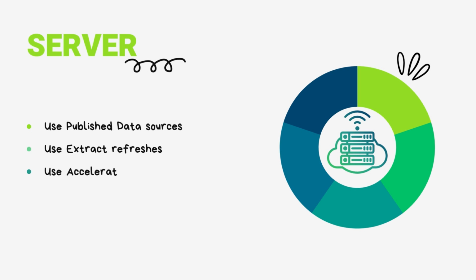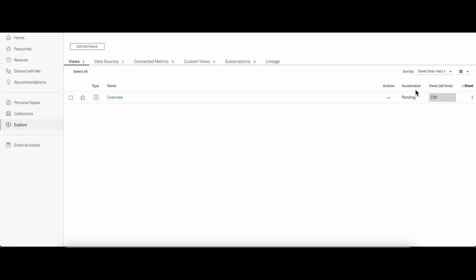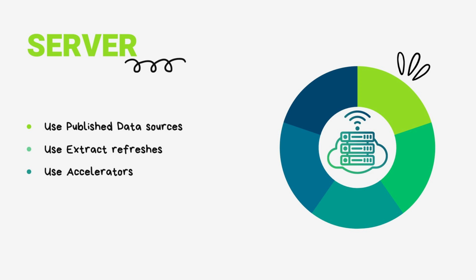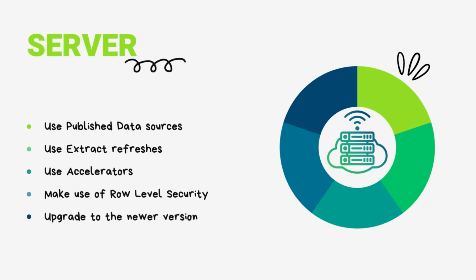You can always use accelerators. Accelerators work at a dashboard level and they can greatly help in improving the speed of your dashboard if you are using a live connection. Make use of row level security. This way you do not have to create versions for different users. And the most important one is to always upgrade to the latest or the newest version, because it would have the most bugs fixed with some improvements towards the performance.